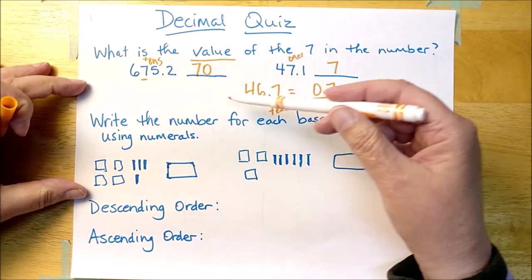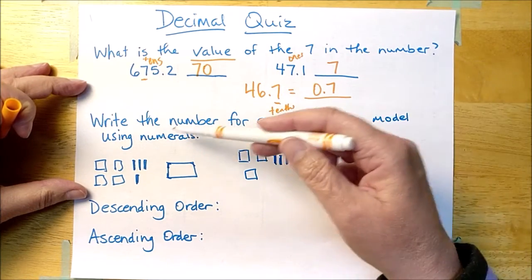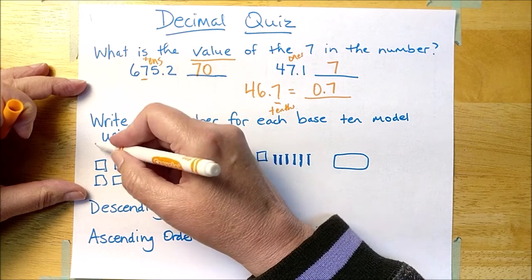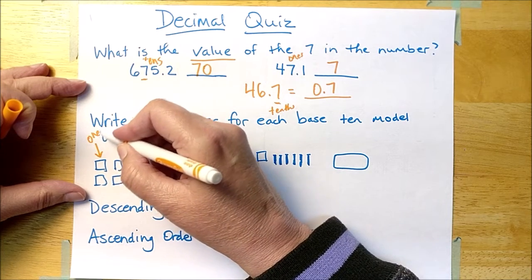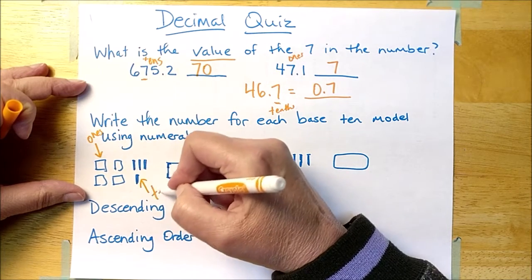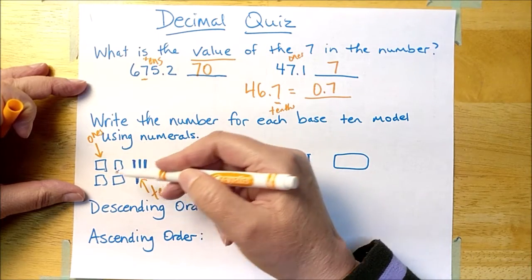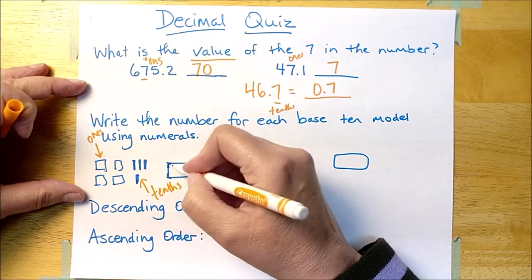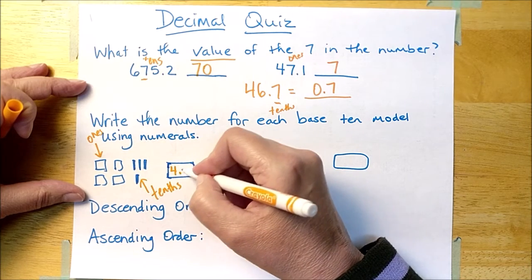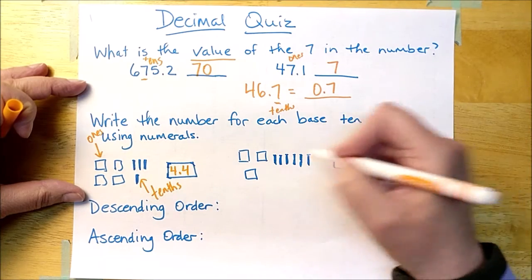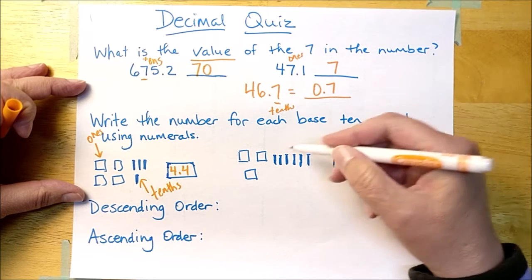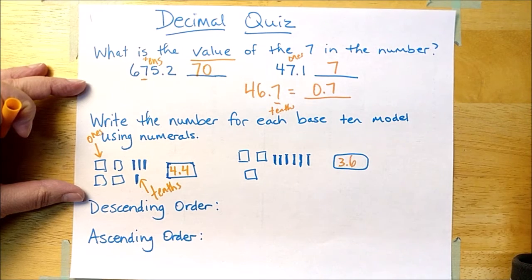Okay, then you're going to be writing the number for each base 10 model using numerals. So these are ones and these are tenths. Just remember that when you're doing your quiz, that these are ones and these are tenths. So you have 4 ones and 4 tenths. Here you have 3 ones and 6 tenths.